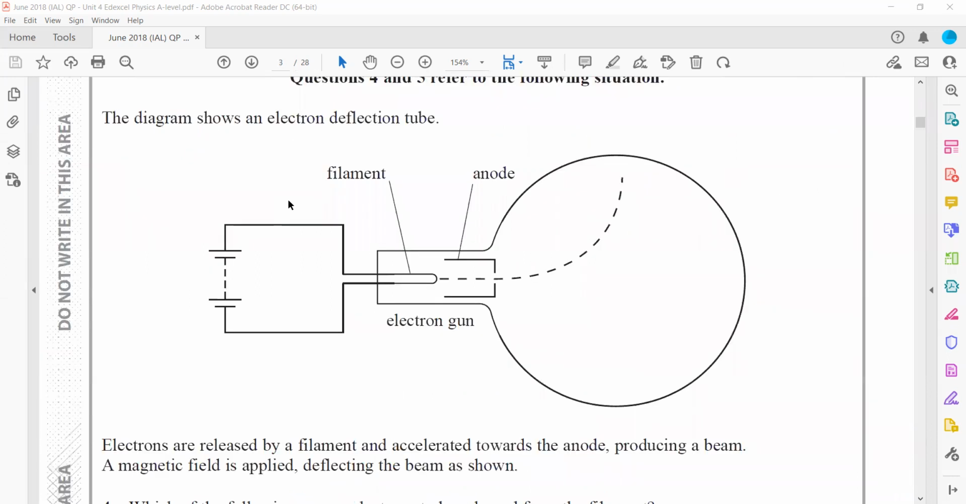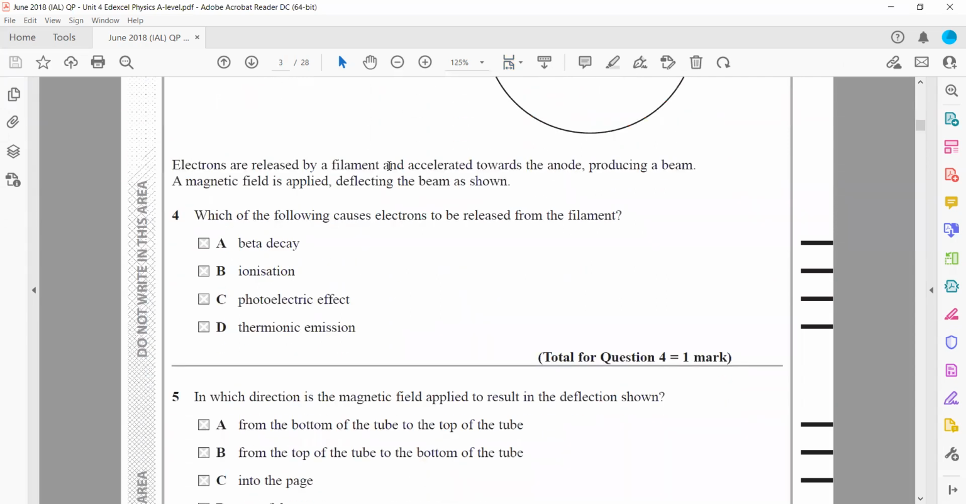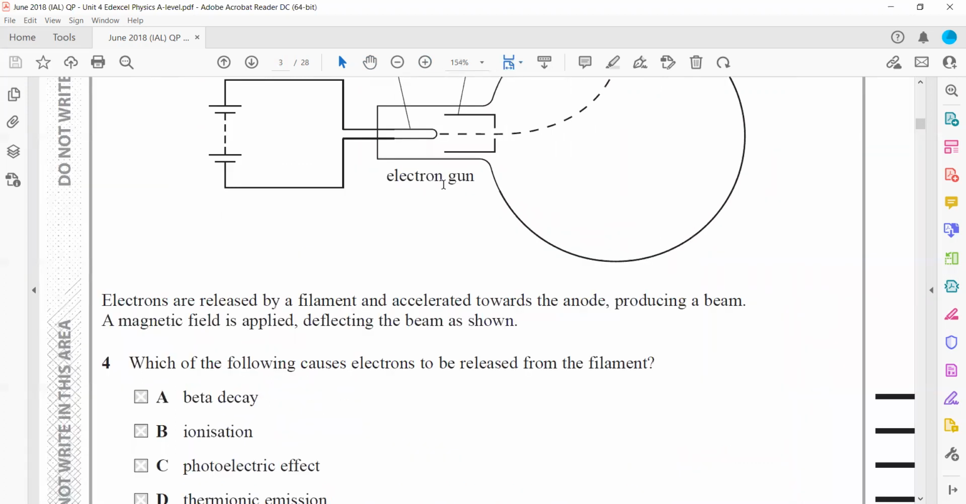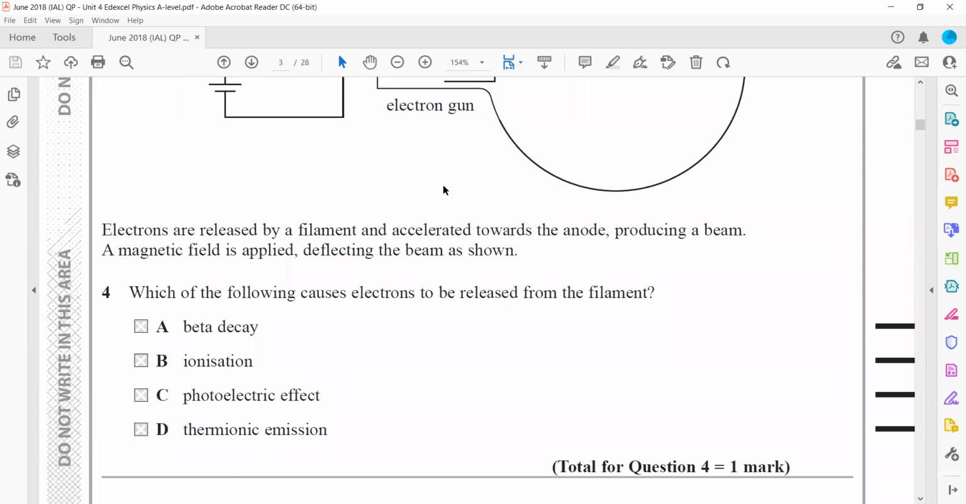The diagram shows an electron deflection in a tube. Questions 4 and 5 refer to that. Electrons are released by a filament and accelerated towards the anode, producing a beam. A magnetic field is applied and deflects the beam as shown. Which of the following causes an electron to be released from the filament? When electrons are released from a metal surface by light, that is the photoelectric effect. But when electrons are emitted from a metal surface by supplying heat energy, we call that thermionic emission.